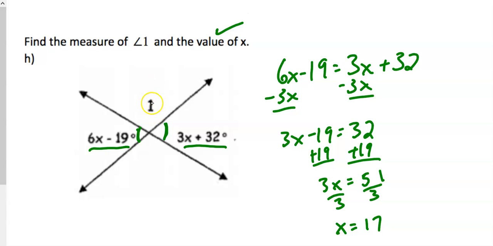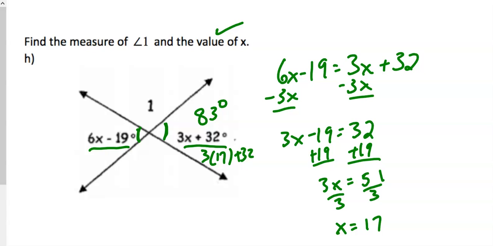Well, angle 1 is not equal to either one of these expressions, okay? But let's go ahead and plug it in. Let's plug in 17 here. So 3 times 17 plus 32. And again, feel free to plug that into your calculator, absolutely fine with that. If you plug that into your calculator, you will get that angle right here to be 83 degrees.